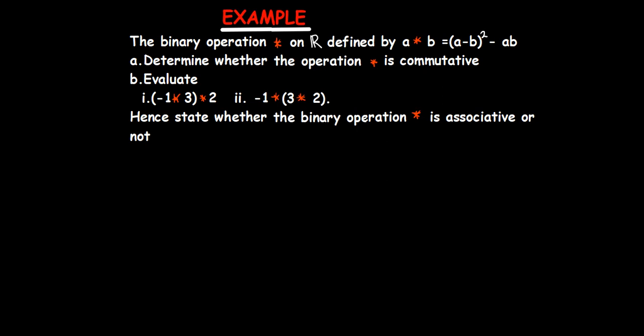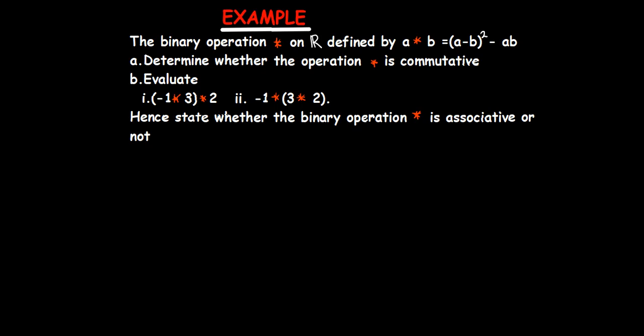So we have this question here. It says the binary operation star on the real numbers is defined by A star B being equal to A minus B squared minus AB. Then we are told A, determine whether the operation star is commutative. Then B, evaluate the two expressions. Then hence state whether the binary operation star is associative or not. So how are we going to do that?